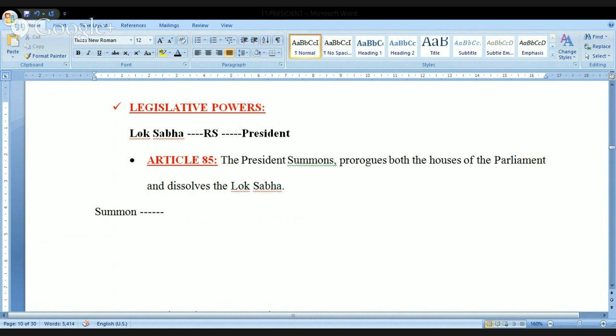Every time you will come across certain words in the newspaper: the Parliament session is going on. The Parliament session is going to start from so and so date. The Parliament session comes to an end by so and so date. What do you mean by this? We have the representatives in the Parliament in both Lok Sabha and Rajya Sabha. Through some procedures, they became the members of the Lok Sabha and Rajya Sabha.